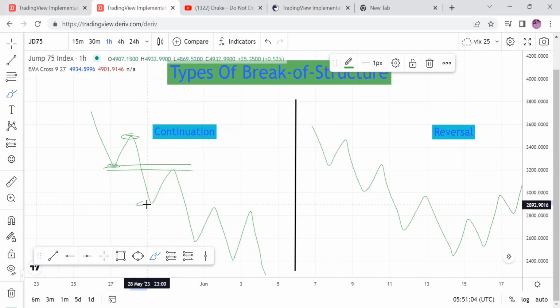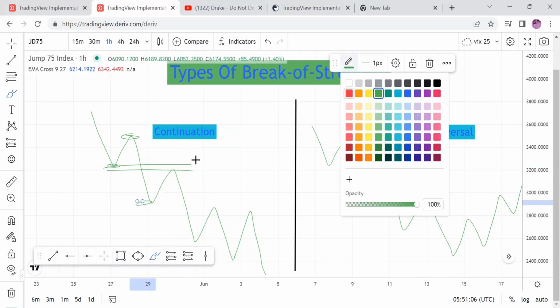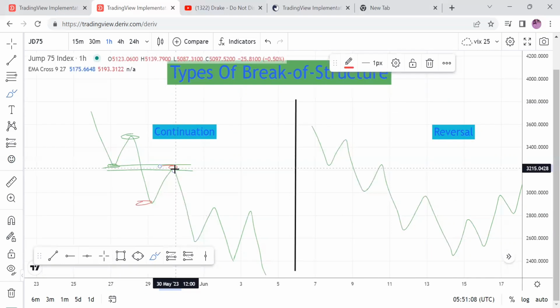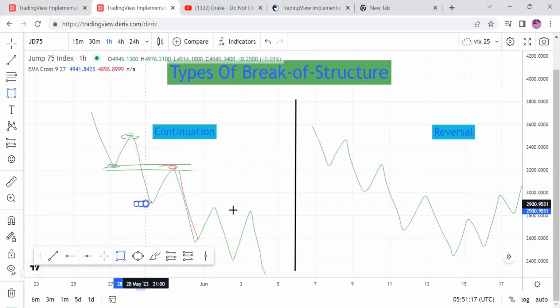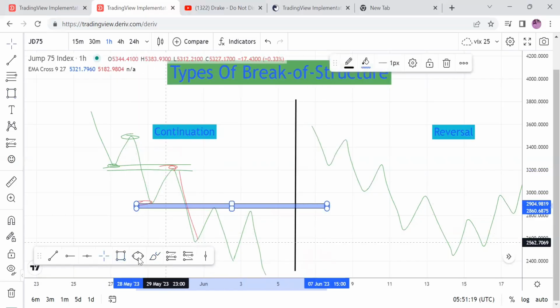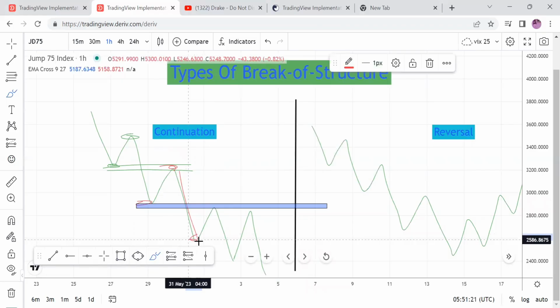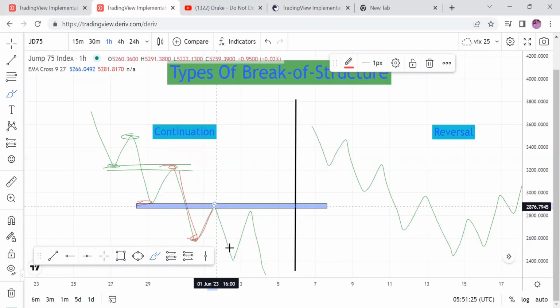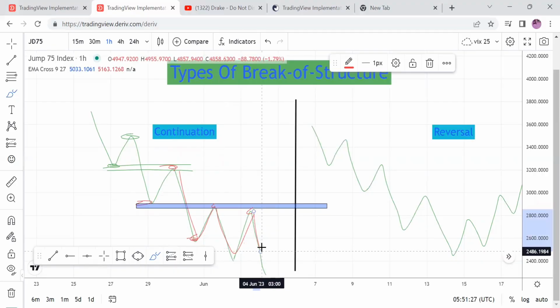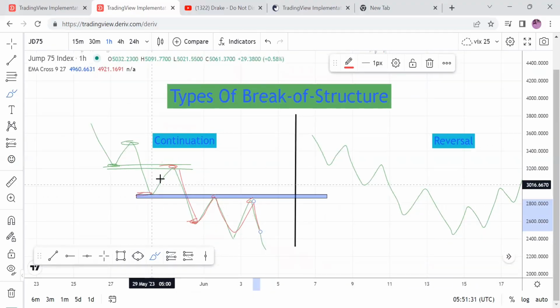Pushing down, pulling back for the retest. Again, another continuation breaker structure right here. So the market pushing down, taking out support, creating a low or lower low, pulling back, rejecting that area, and the market is still pushing to the downside.